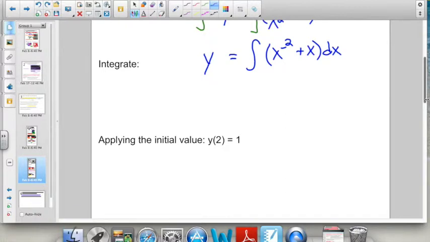Bump up the power by 1, it becomes x to the minus 1, divide by that new power. So there's the antiderivative of x to the negative 2. What's the antiderivative of x? Yep, bump up the power to 2, divide by 2. And then when we do antiderivatives, we always put what out here? Plus c, exactly. We've got that constant of integration.